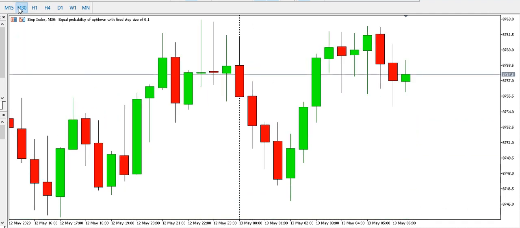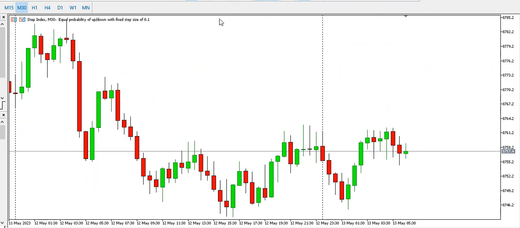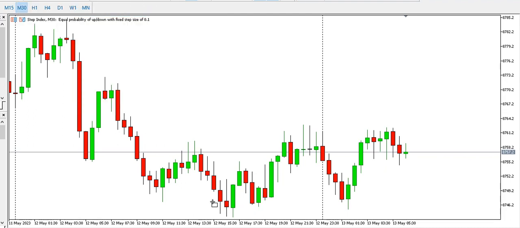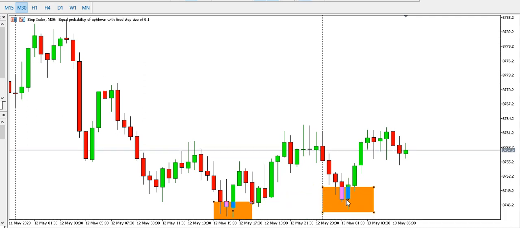Let's look at the 30 minutes time frame. There's something we can see. On the 30 minutes time frame, you can see this bottom, this bottom, and this bottom. And this low is higher than this low, but it's still a range.